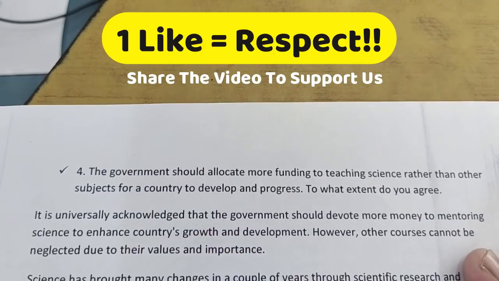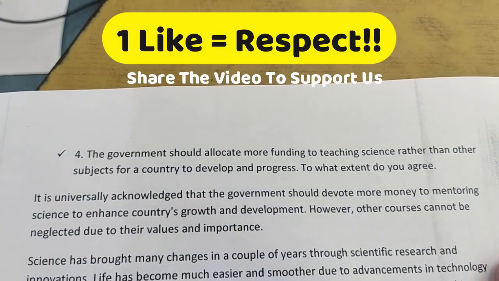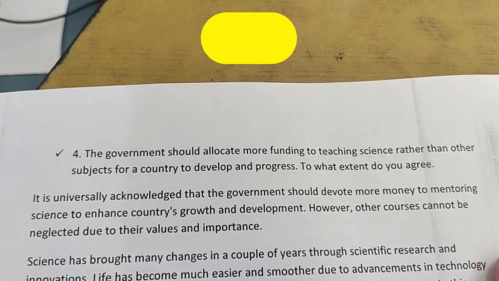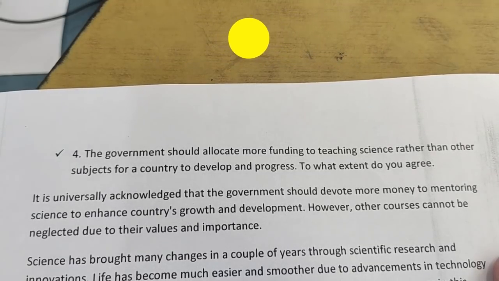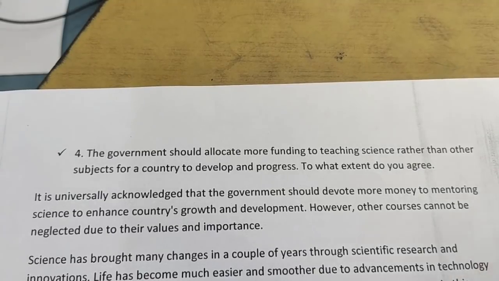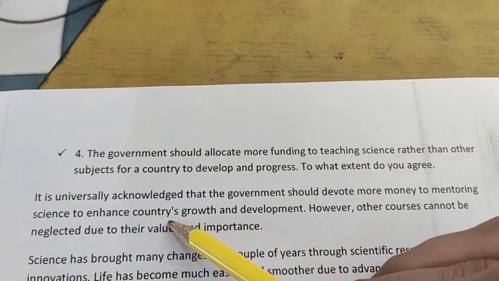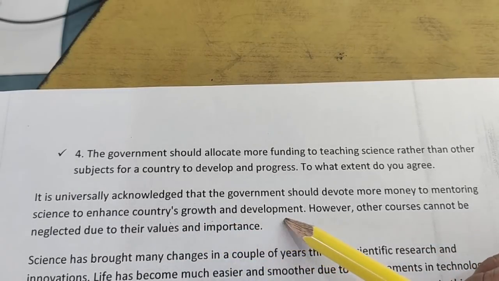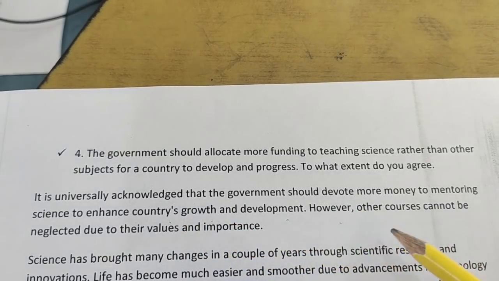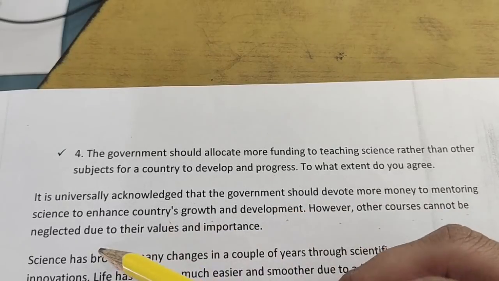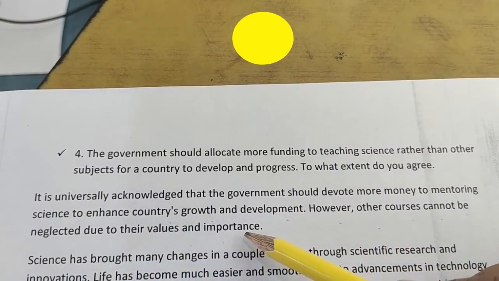Let's start with the introduction. It is universally acknowledged, means it's been accepted by the nation, that the government should devote, means should donate or should give more money to mentoring science, means to teach science, to enhance the country's growth and development. However, other courses cannot be neglected due to their values and importance.